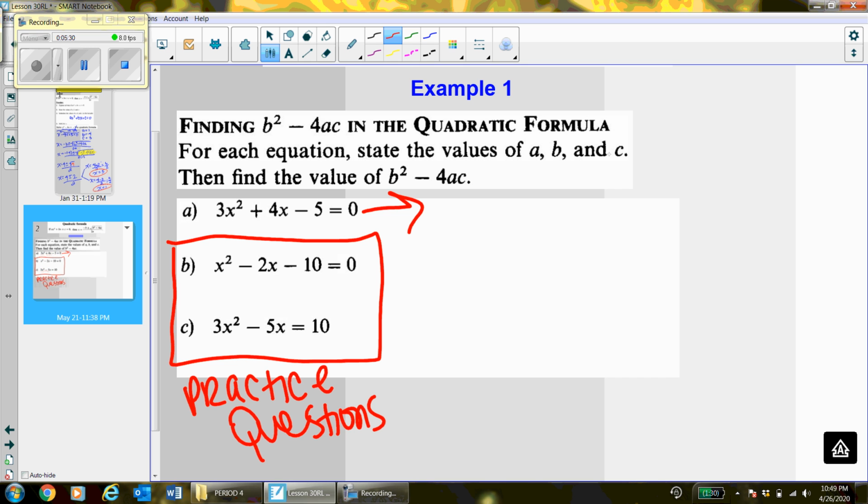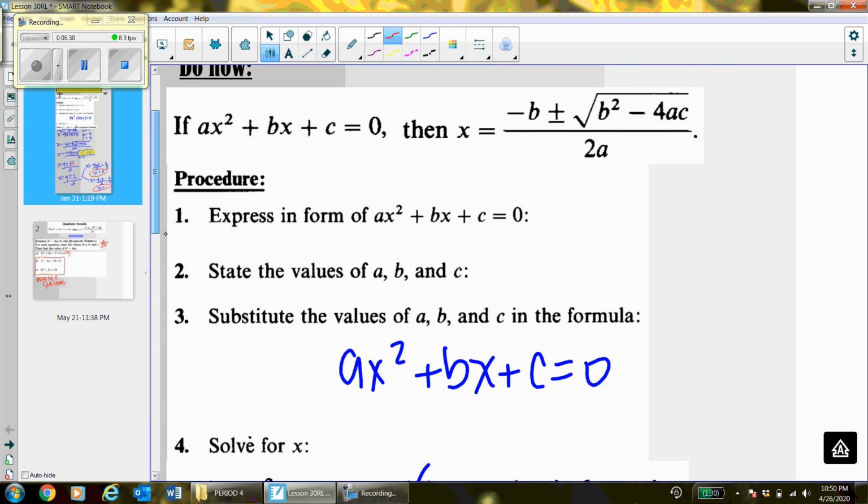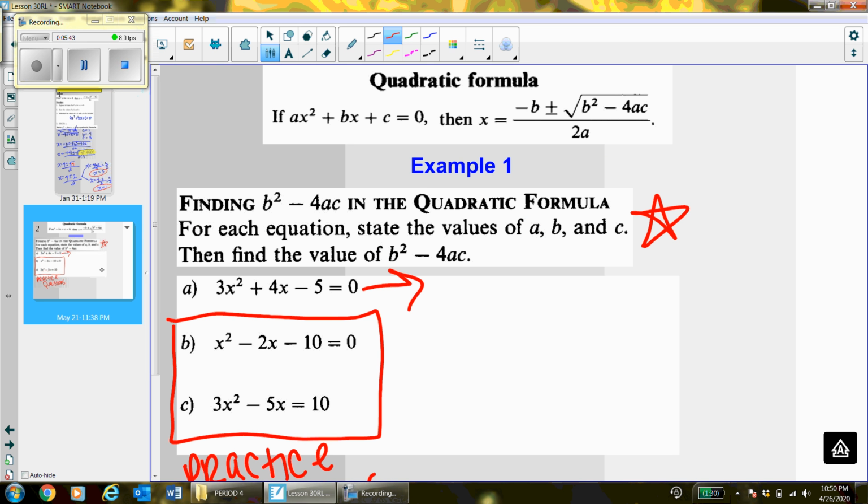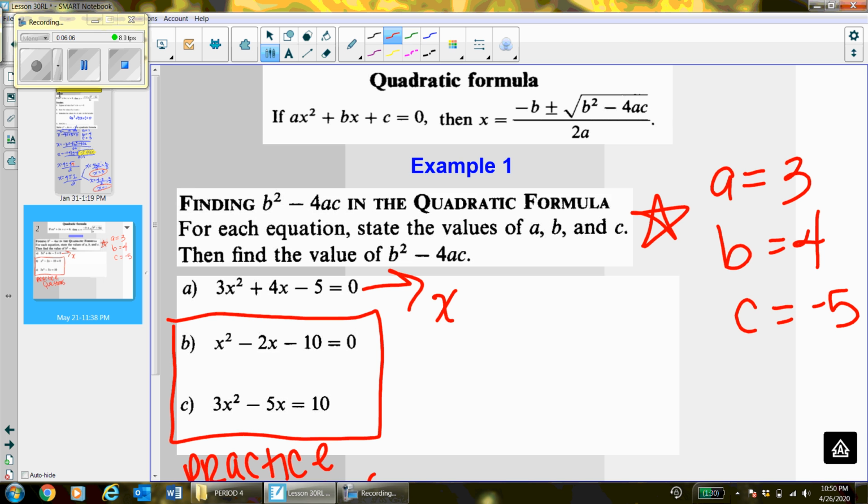This little tip here, finding b squared minus 4ac, which is what's highlighted here, makes it a little bit easier for you to solve the equation. That's all this is saying. My A value is 3, my B value is 4, my C value is negative 5. So I'm going to plug that into the formula. The formula's up here, so I'm not going to rewrite it. I'm just going to begin.